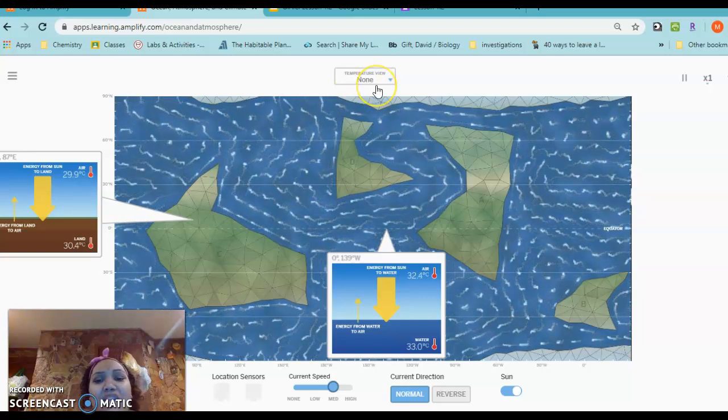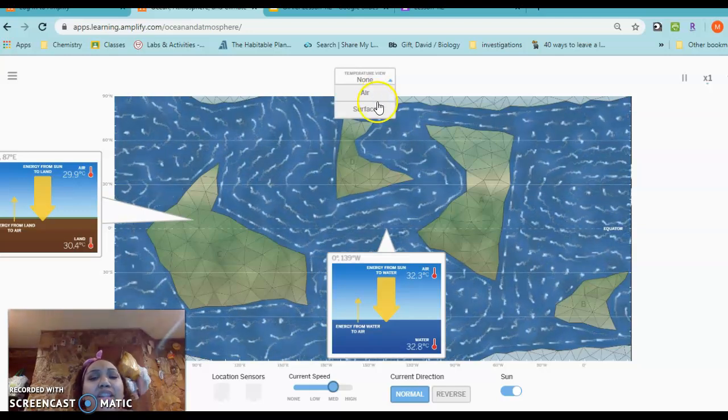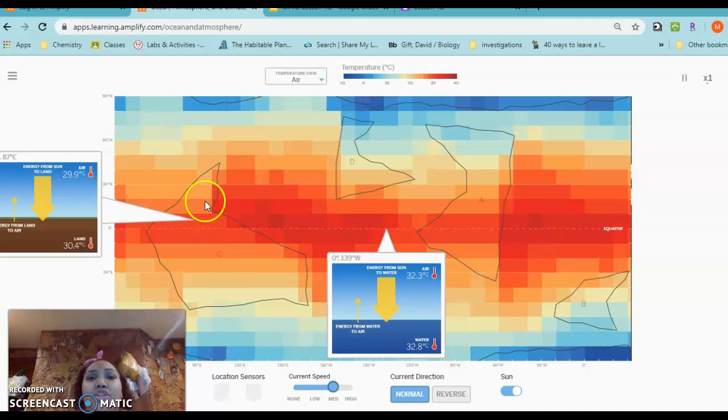Boom. I can also have this button that says temperature view. If I click this temperature view, I can see what's going on with the air. I'm seeing there's warmer temperatures towards the center, and it's colder as we get away from this equator line, right? So if I'm looking, the deep reds are around 40 degrees Celsius, and the light blues are anywhere from 0 to -10, and then we have these warmish temperatures in the middle, right?